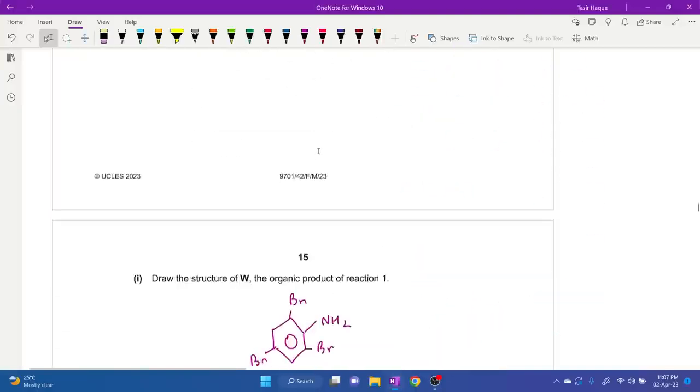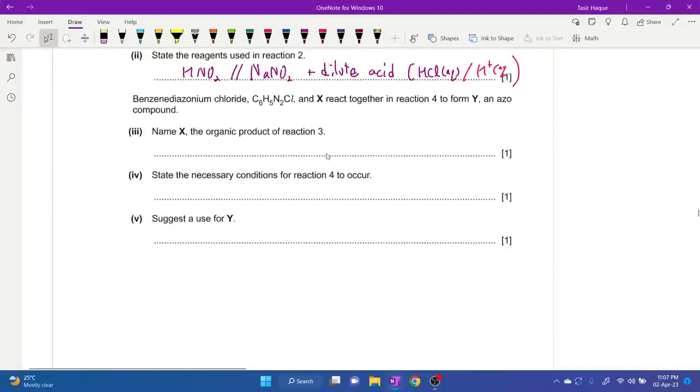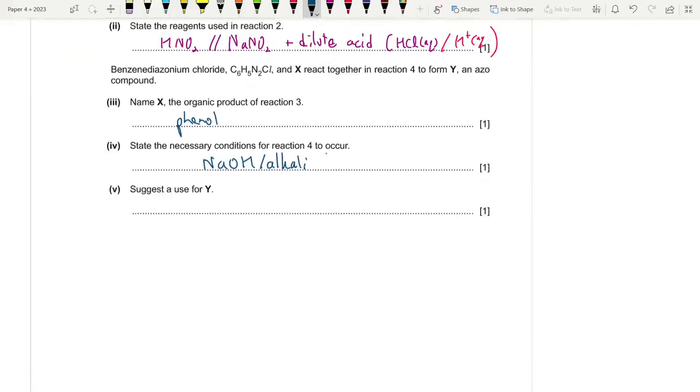So clearly compound X was phenol, but phenol has to be activated. Okay, so we're going to say that it was phenol. But what is the necessary condition for the reaction to occur? It has to be activated by dissolving in an alkali like NaOH or KOH. Okay, it has to be dissolved in an alkali for the reaction to occur.